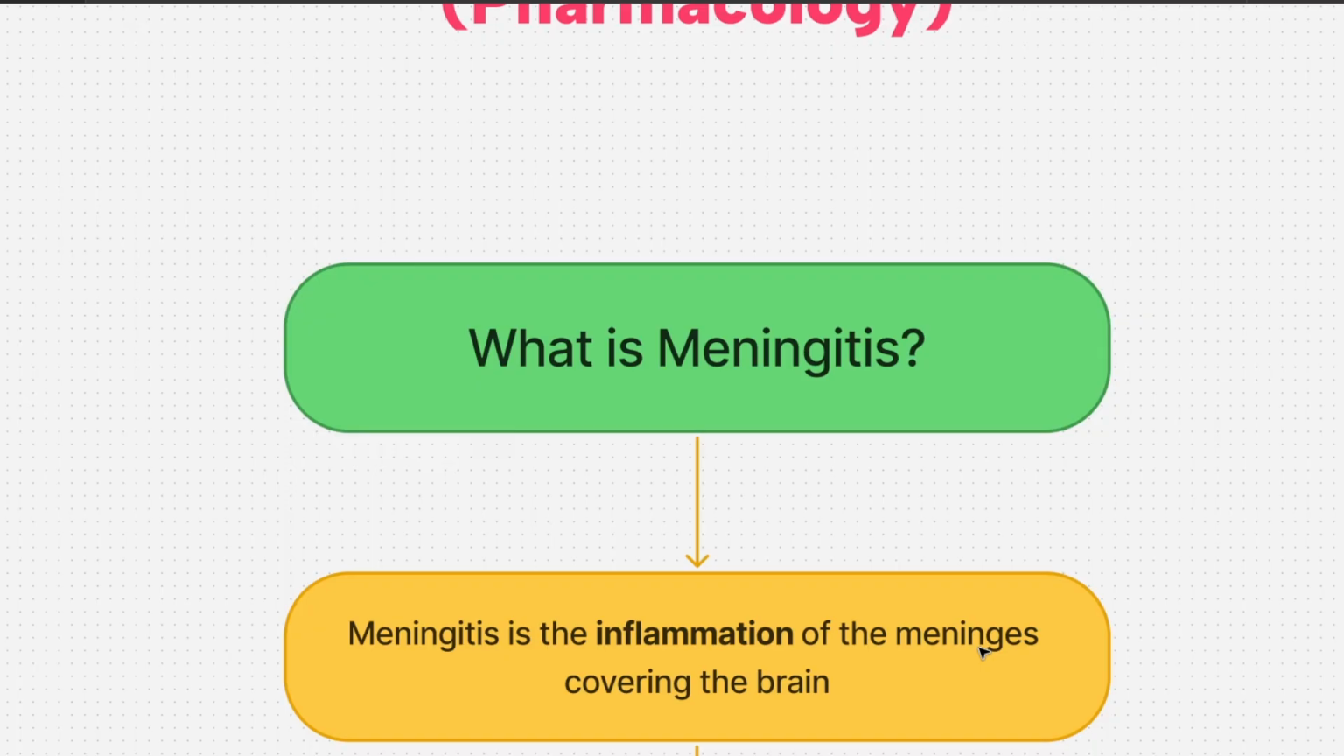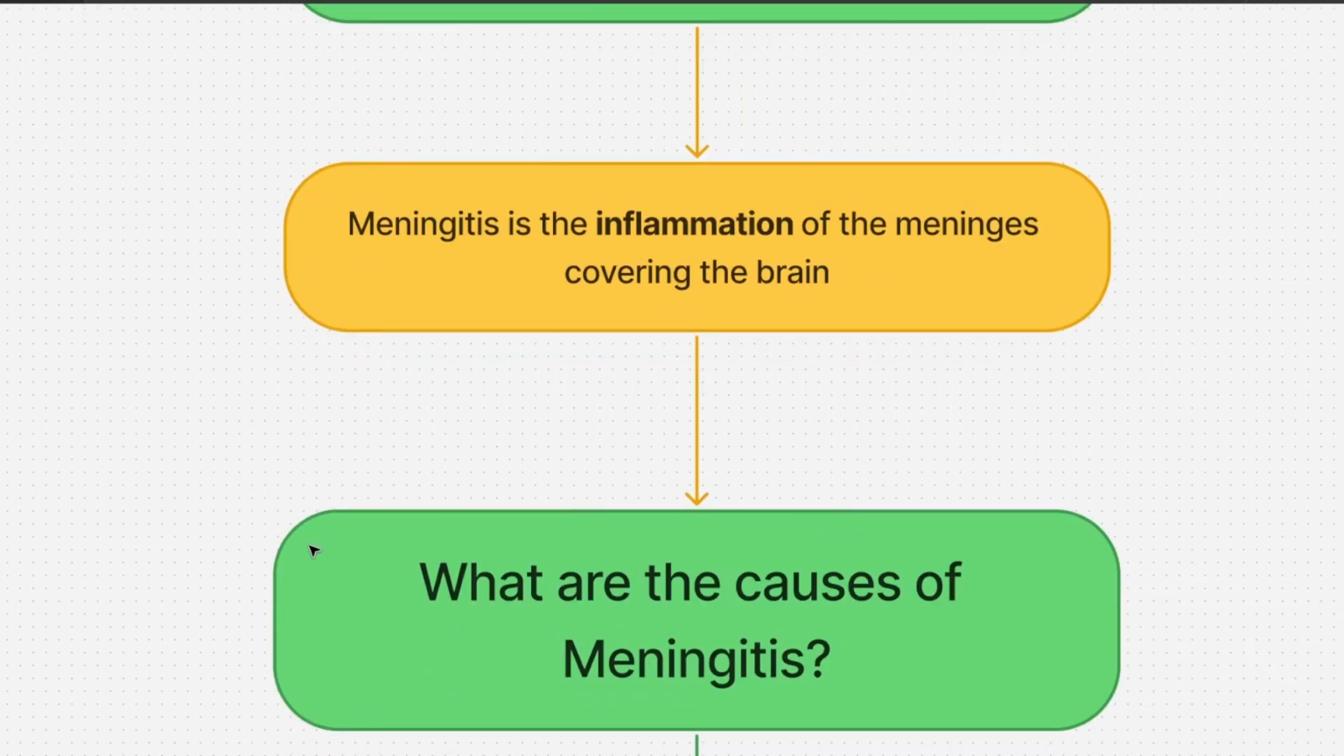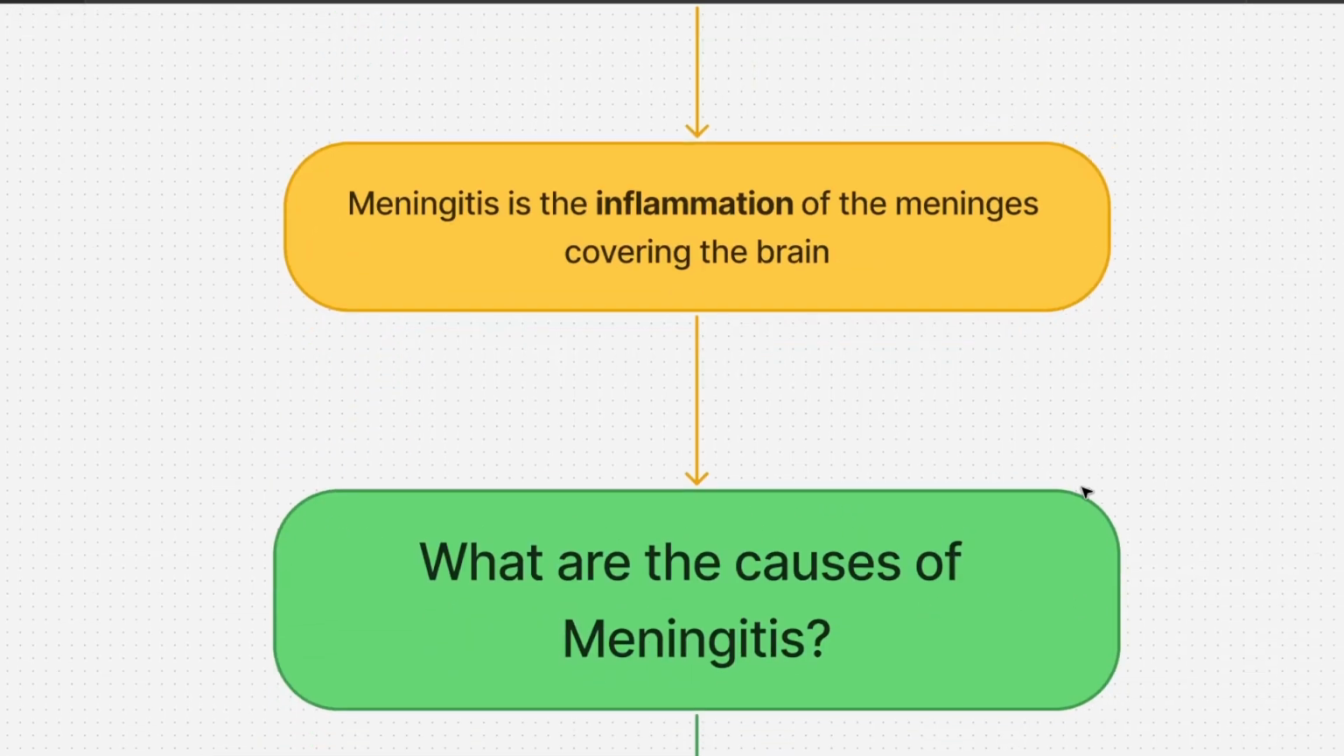And you might have heard of them. They're the dura mater, the arachnoid, and the pia. And we're probably going to do a separate video in terms of anatomy, but this is very briefly what meningitis is. Now, what causes meningitis?